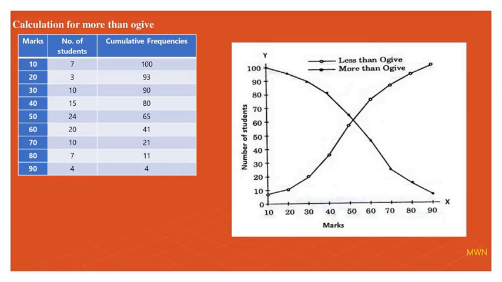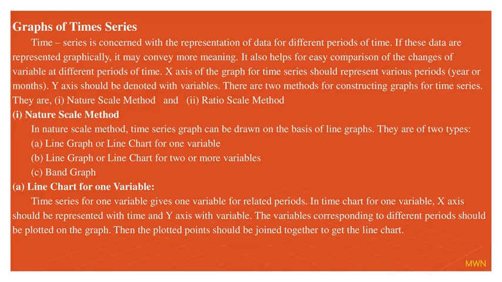Then for the more than method, it is from the highest value to the lowest value. That starts from 100 minus 7, which means 93. 93 minus 3 means 90, like that. Then based on that, the curve should be drawn, less than ogive and more than ogive. Then the graph of time series.